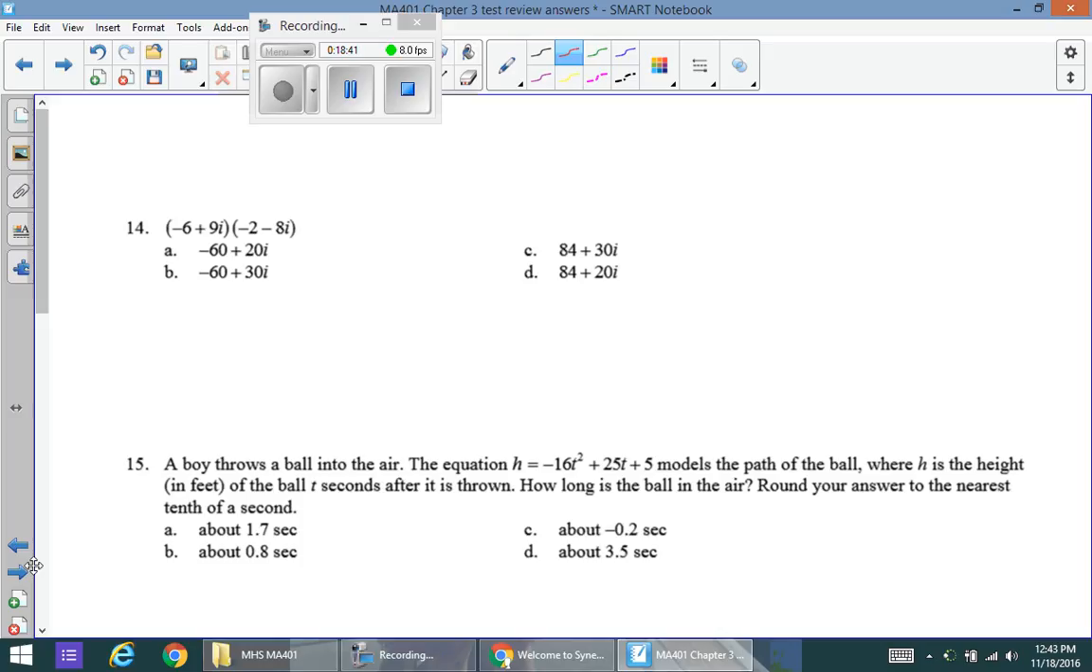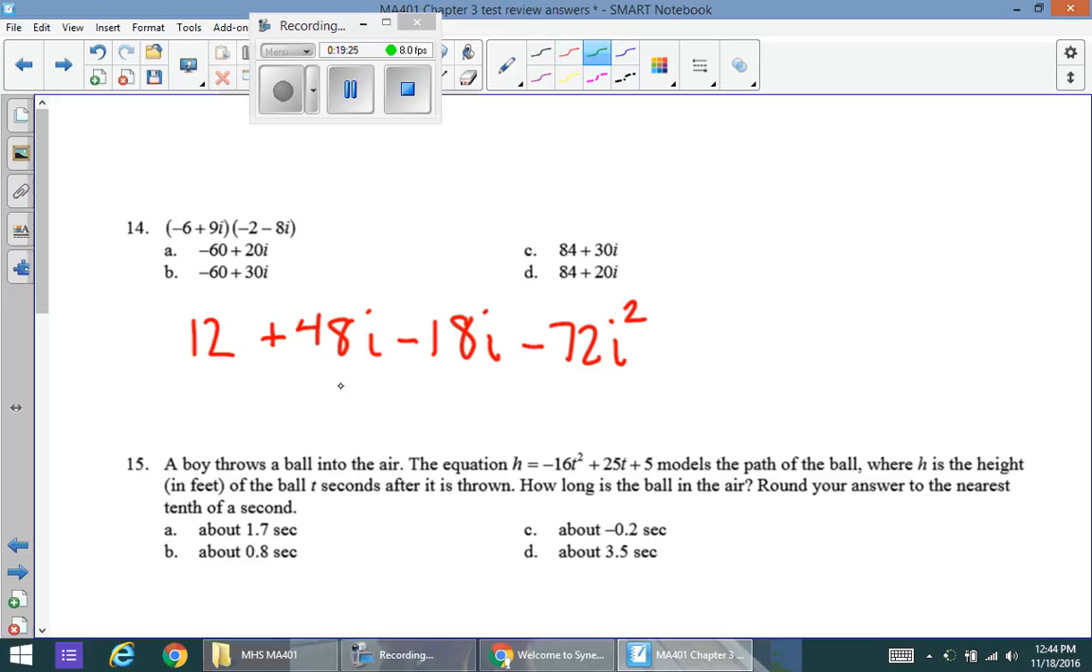Aha, okay. So what we have is two binomials, and they need to be multiplied, so that's foiling. So right here I have a negative 6 with a negative 2, so it's positive 12. And then I have a negative 6 with a negative 8i, so it is a positive 48i. Now I have a positive 9i with a negative 2, so that's negative 18i. And then that i squared business is going to happen here. So a positive 9i with a negative 8i is a negative 72i squared.